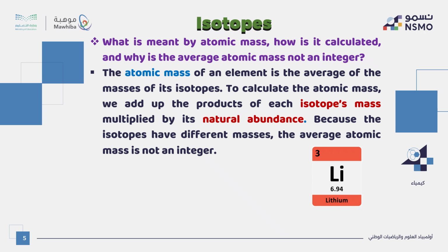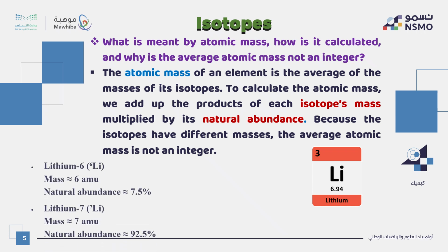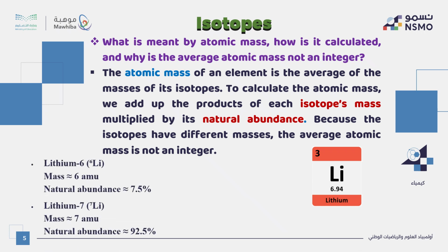The atomic mass of lithium is 6.94 because lithium exists in nature as a mixture of isotopes, not just one type of atom. Lithium has two main natural isotopes. Lithium-6 with a mass of 6 AMU. The natural abundance is about 7.5%. Lithium-7 with a mass of 7 AMU. The natural abundance is 92.5%. Atomic mass is the weighted average.